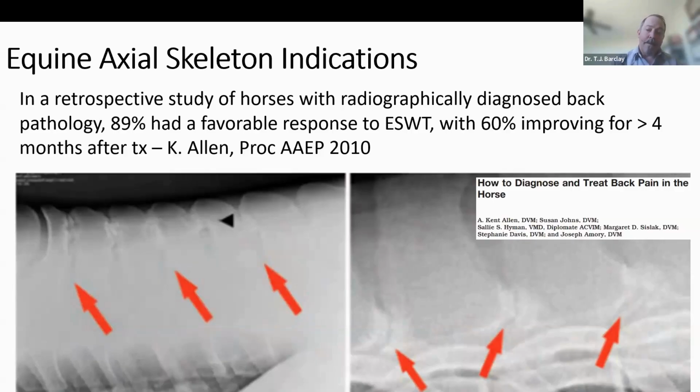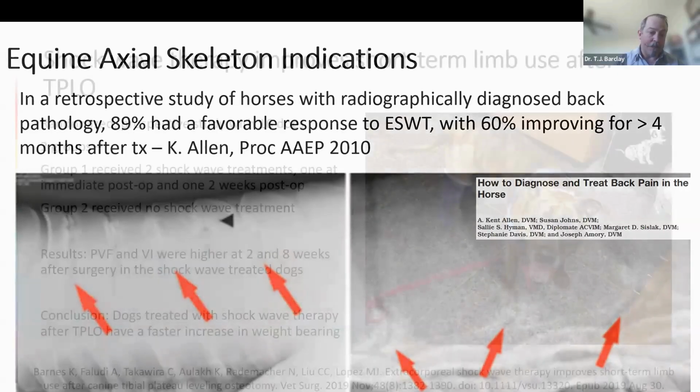And that improvement tends to last a long period of time after an initial series of one or two treatments. As you can see, 60% of the horses in this study remained improved for at least 4 months after treatment. And this is probably one of the most common use cases in horses, is treating these types of back indications.